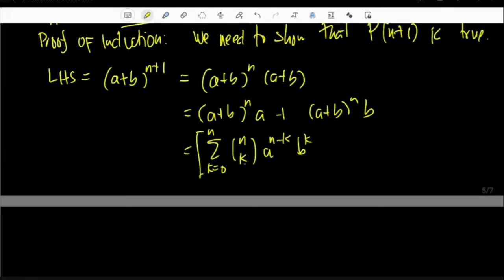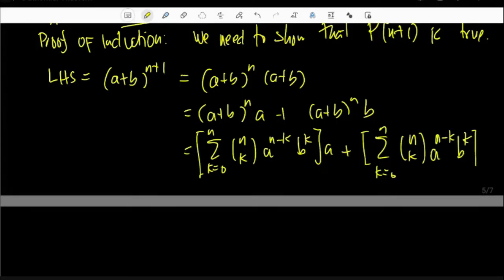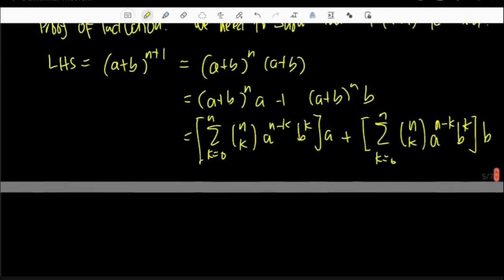So everything times A. The same quantity, that summation, K equals 0 up to N, taken K, A to the N minus K, B to the K, this time multiply it to B. Right? Okay. So now, we need to simplify. First, we need to expand the summation so that we can multiply A, and then we can simplify whatever we can in the expression. Okay?